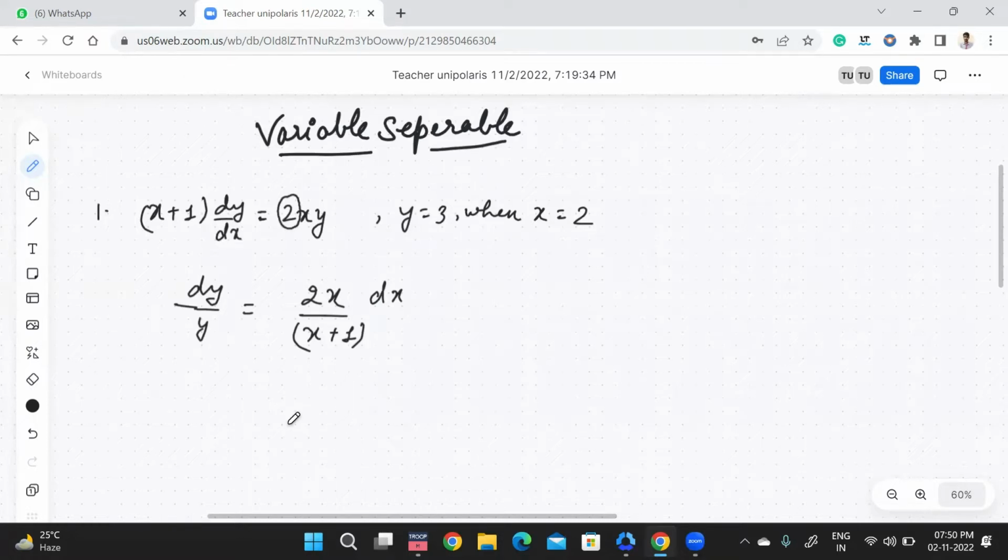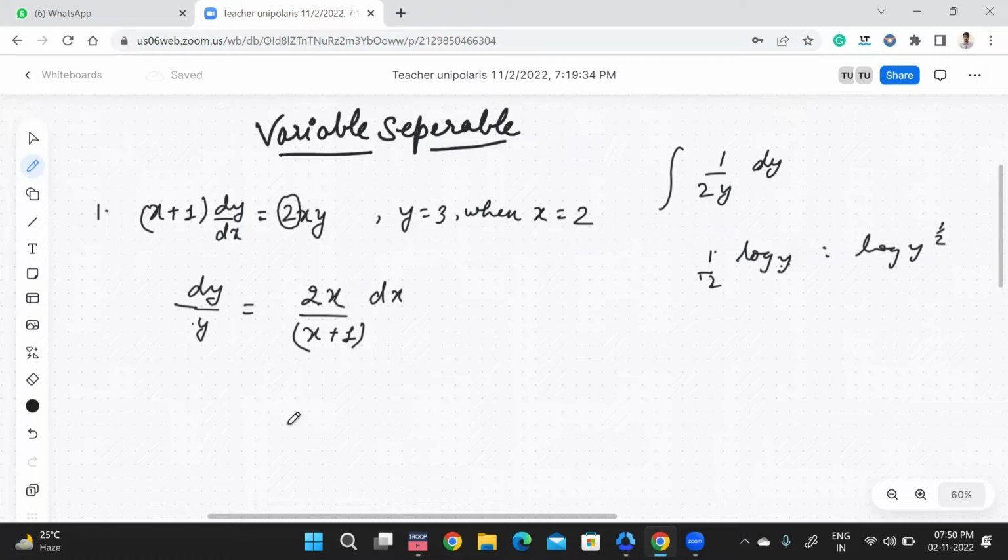In one case you can bring this 2 to the left side to get 1 upon 2y dy. Now when you integrate this, you'll get 1 upon 2 log y. If you have a term before log y, you can write it as log y to the power 1 by 2. You'll get different answers if you do it in a different way, but if you want to match the answer from the book, do it like this. Always take the constants on the right hand side.